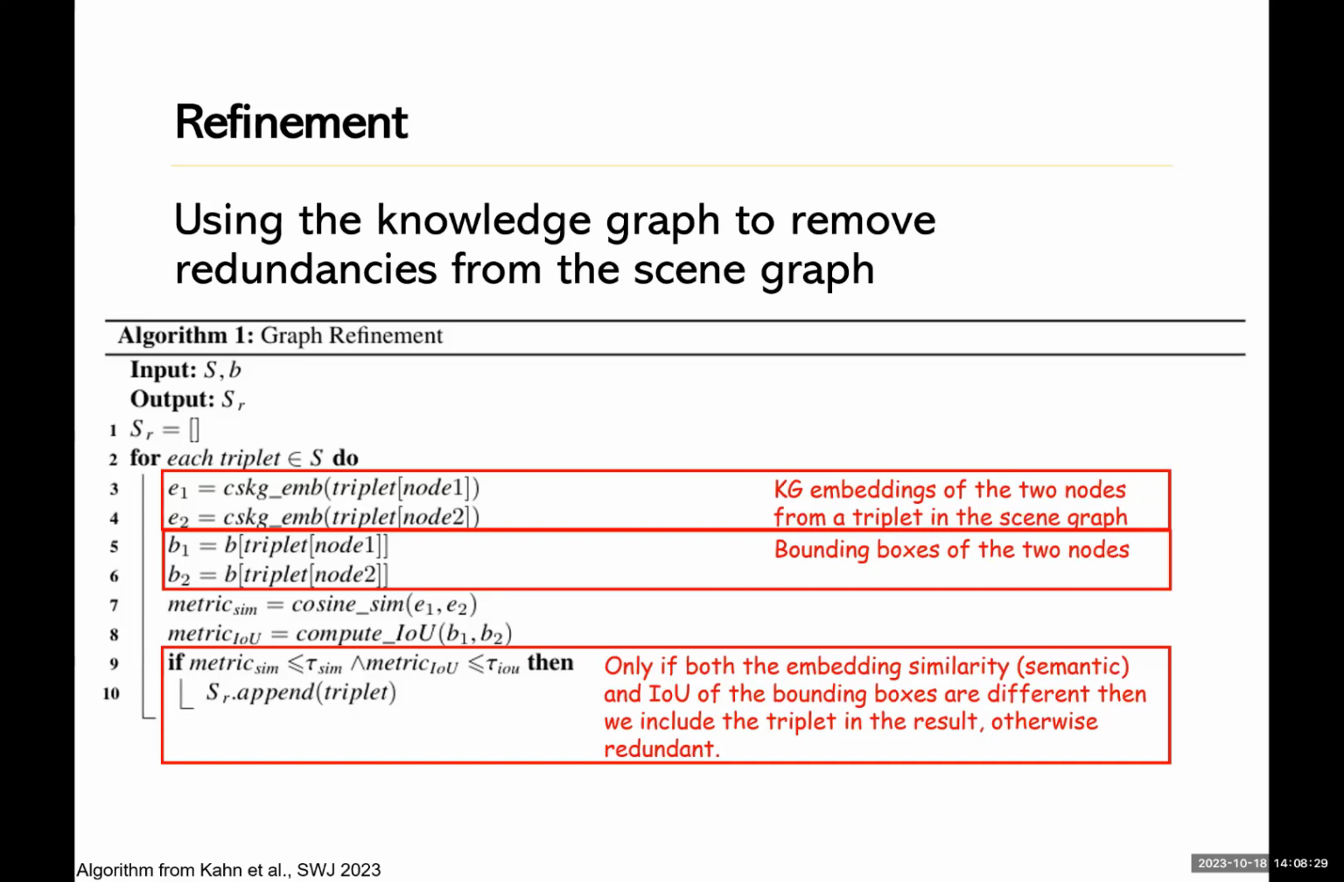So if the similarity between both of the nodes is less than some threshold, and the IOU is also less than the threshold, we're going to conclude that they're not redundant. Because if the two nodes are both semantically similar and the bounding boxes are overlapping a lot, we're throwing it out.